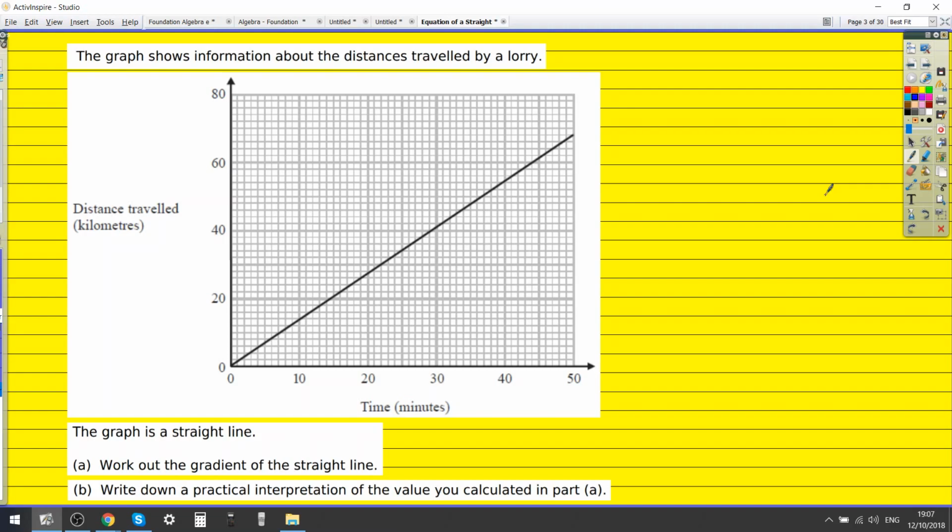Do I need to first of all say what points I see? Yeah, that's the best way to do it, to pick 2 coordinates. Okay, so I see 0, 0. That's a great one. I see 15, 20. Okay.